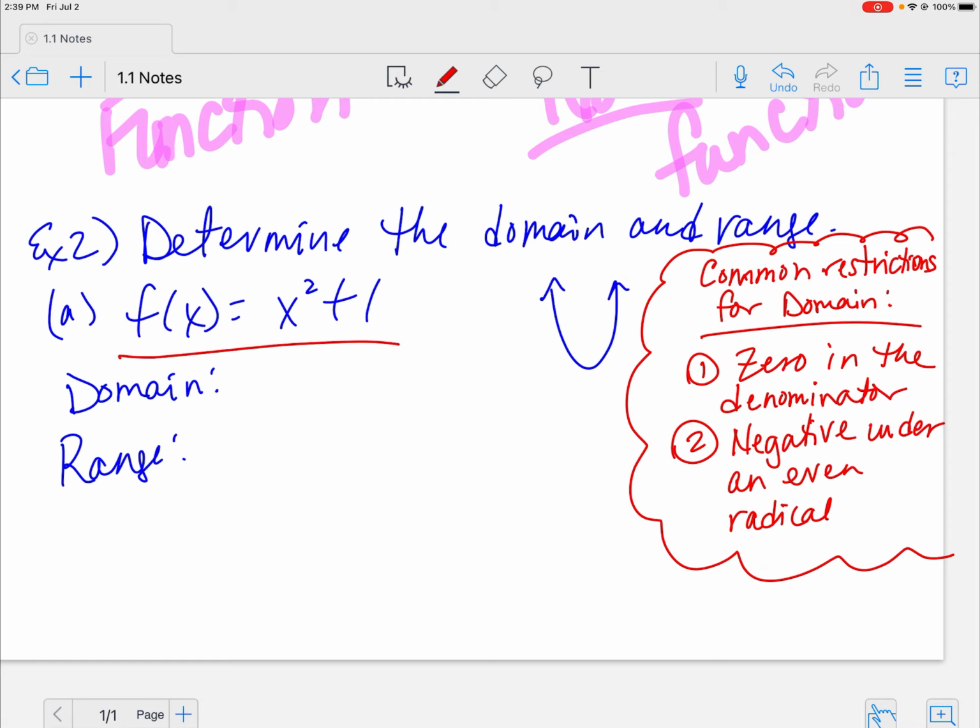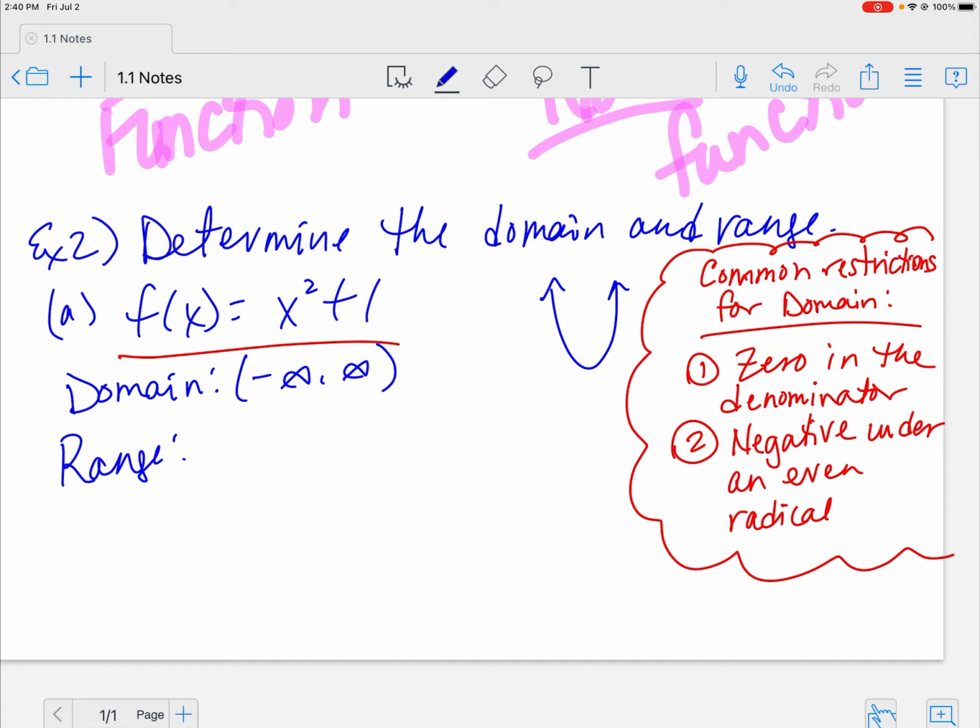Now look at this polynomial right here. Does it have a denominator? No. That takes care of the first one. Do I have a radical? No. So common issues associated with domain: we're looking for those denominators, and we're looking for a negative under an even root. So here my domain is going to be infinite.